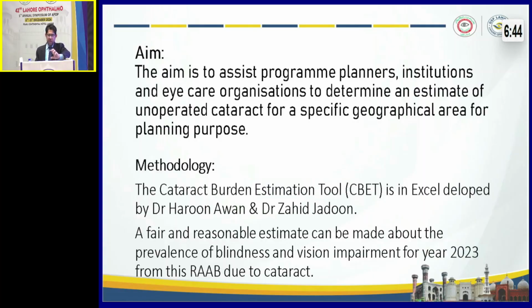So whenever we are going to establish some clinic and we want to target how much infrastructure and consumables and IOLs are needed, how many surgeries are to be done, and how many surgeries are needed to finish the backlog, for these purposes we need to know how many cataracts and how many cataract-affected eyes we have.